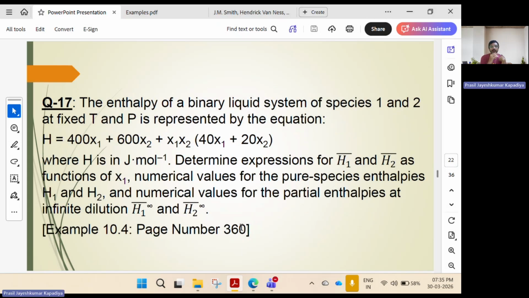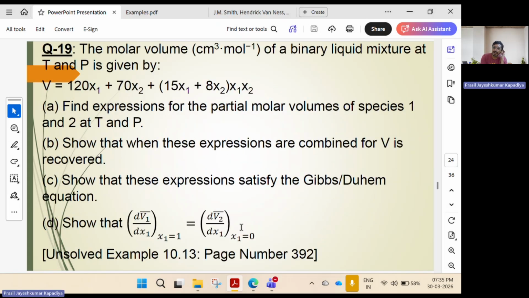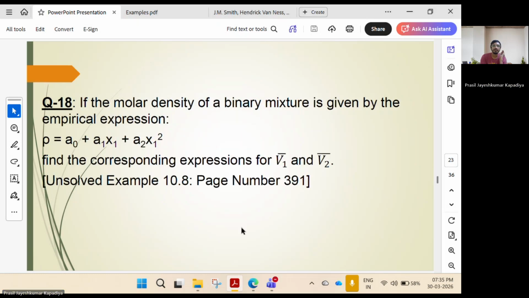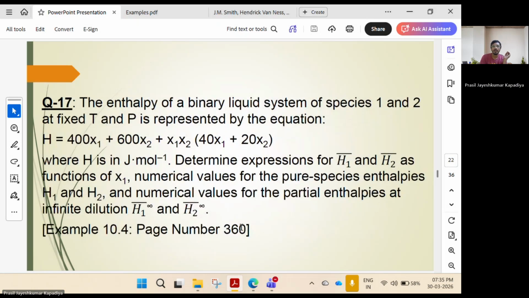Okay, now let's try to move it. This is a slightly complex problem. The problem says that the enthalpy of a binary liquid system of species 1 and species 2 at fixed temperature and pressure is represented by this equation: H is equal to 400x1 plus 600x2 plus x1x2 into (40x1 plus 20x2), where H is in joules per mole. So we are supposed to find an expression for H1 bar and H2 bar as functions of x1.